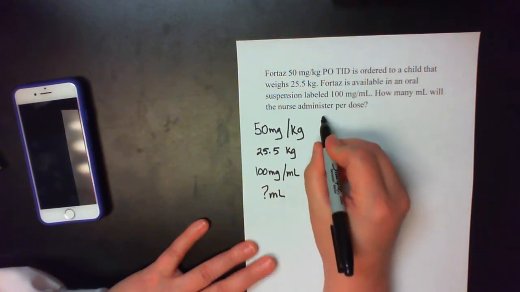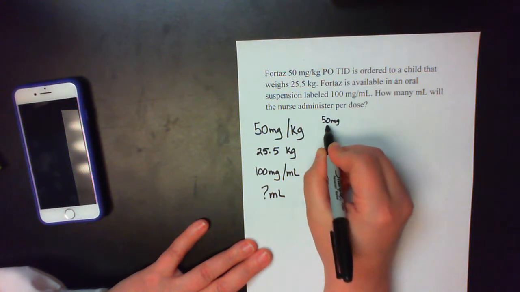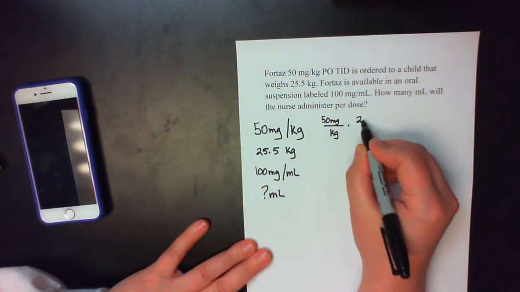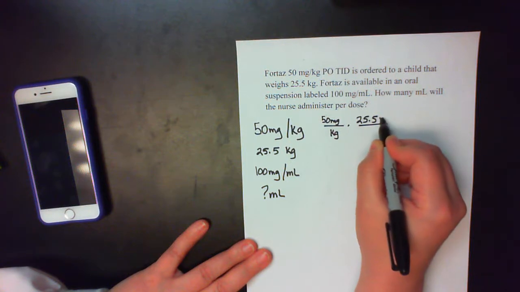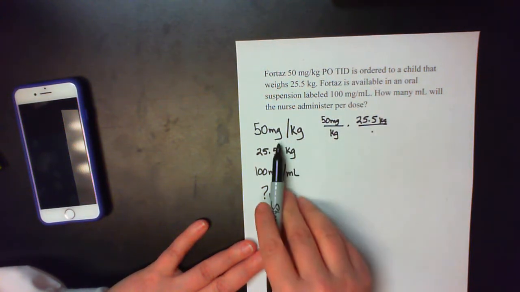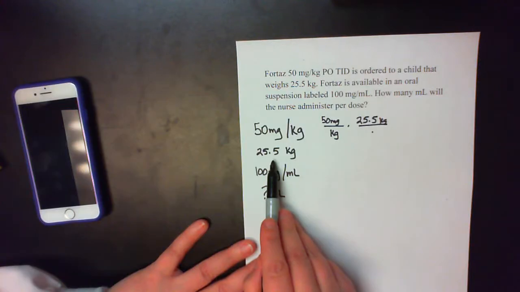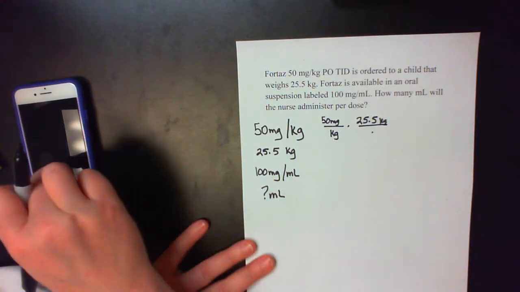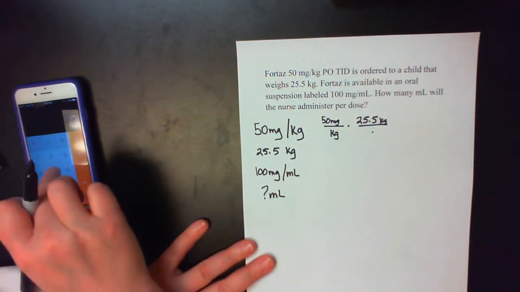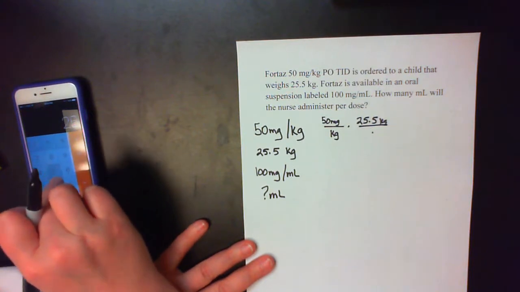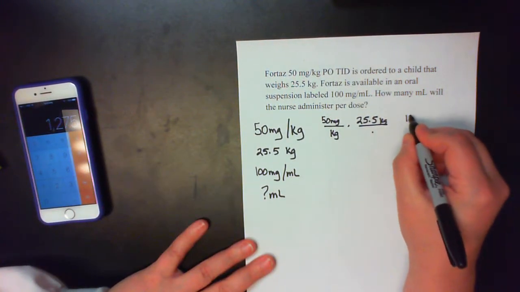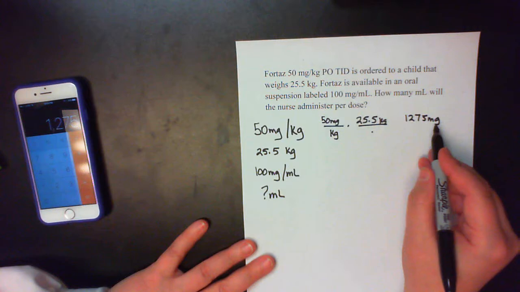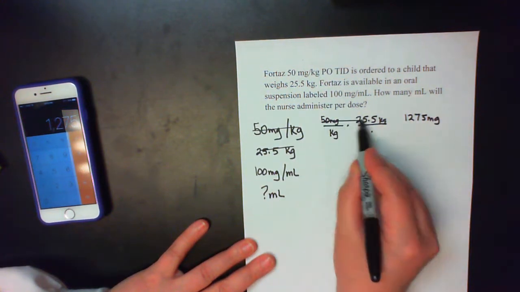So here, again, I'm going to write this just as this to get your kilograms out of the way. And then ultimately, you will just know that to get our dosage per our weight, we're just going to multiply whatever's here by our weight. So that's going to give us, let's see, 50 times 25.5, 1,275 milligrams PO TID.